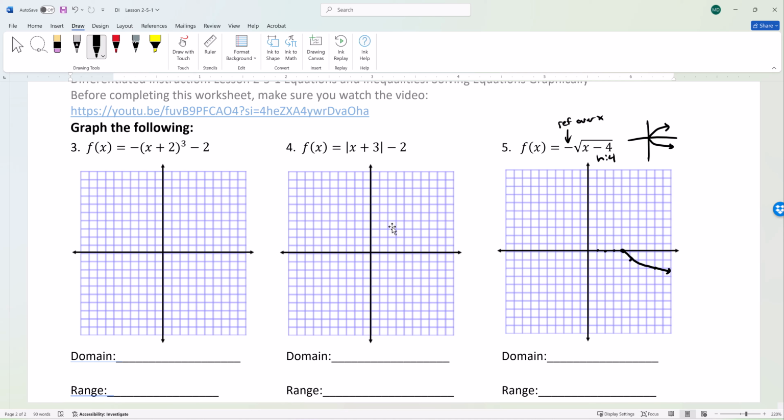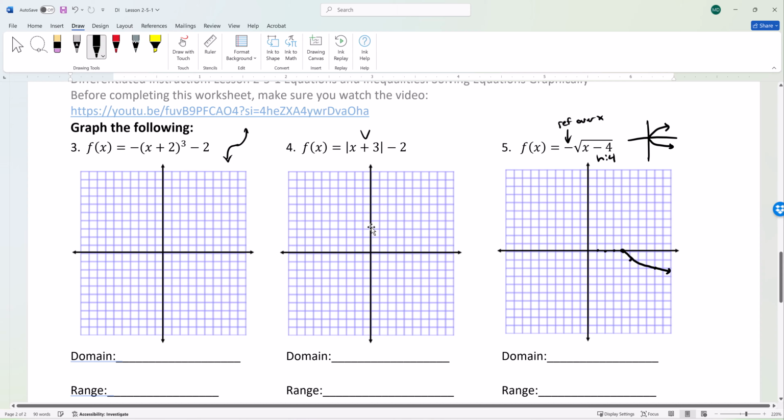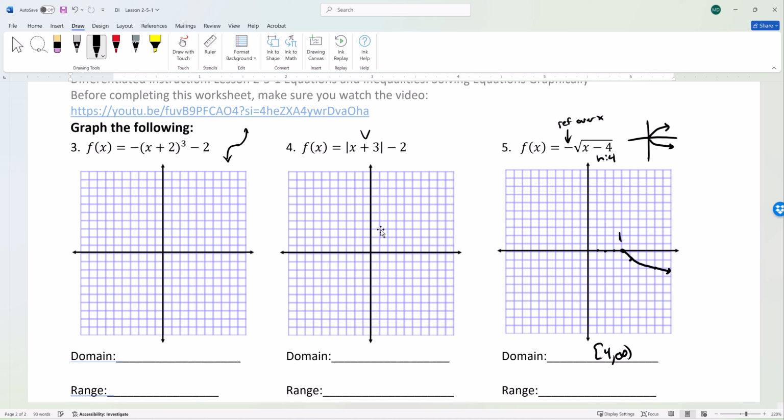For number 4, we have the absolute value. This is cubic. Oh, the domain, it starts here at 4, so it's from 4 to infinity. The range, it's going down forever, so it's going to go up and it's going to stop at 0, so that's negative infinity to 0.